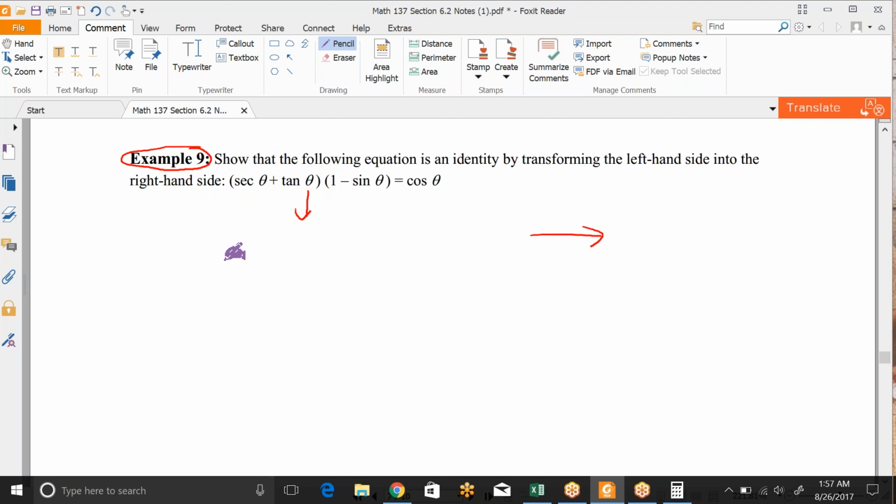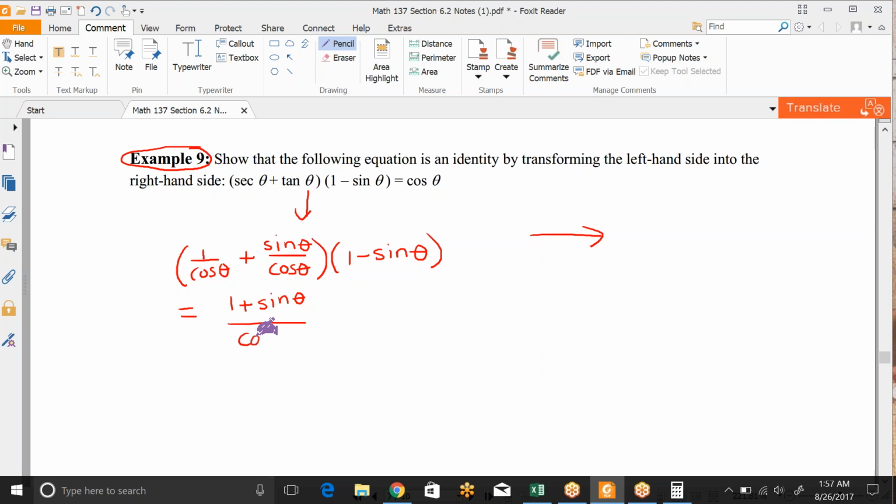So the first thing that's usually a helpful thing to do is to try to convert everything to sines and cosines. So secant theta, remember, is 1 over cosine theta, plus tangent theta is sine theta over cosine theta. So that's already helpful because now those have a common denominator. And then this would be 1 minus sine theta. And then on this one, we combine those, and that's 1 plus sine theta over cosine theta. And that's 1 minus sine theta still.